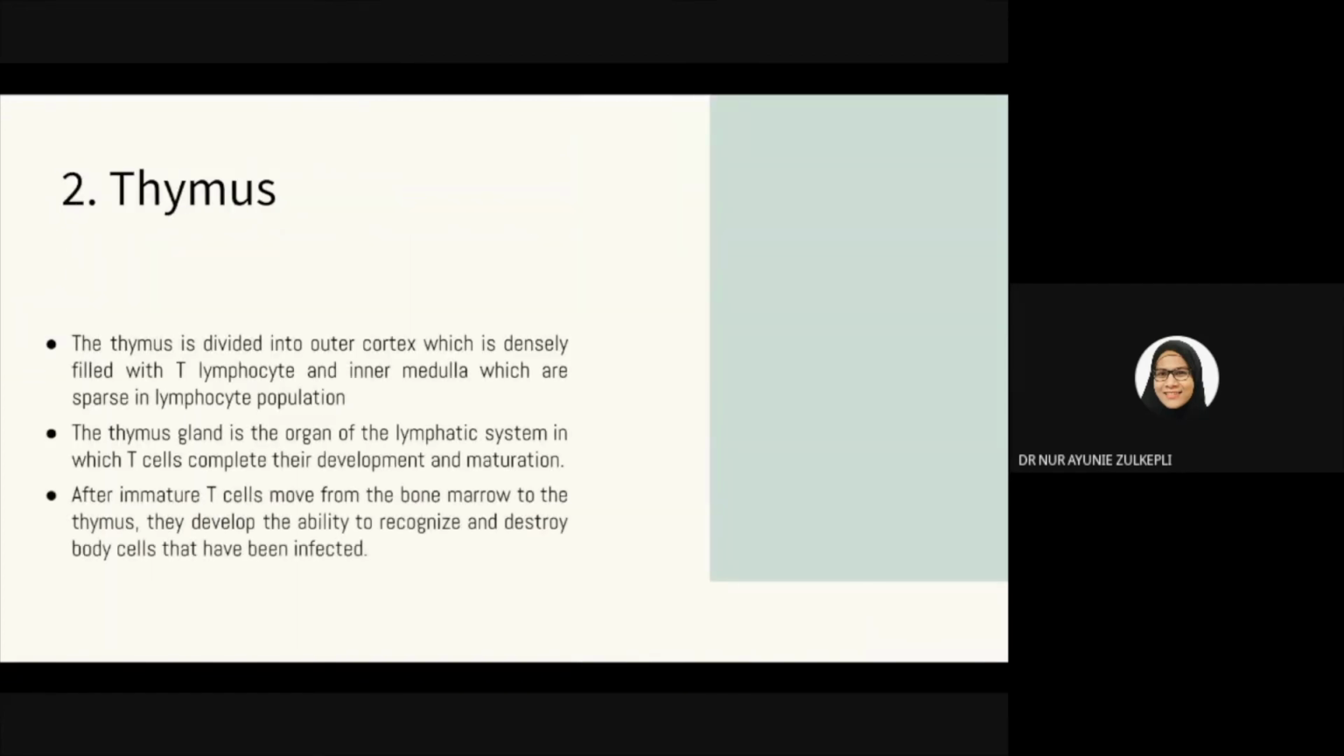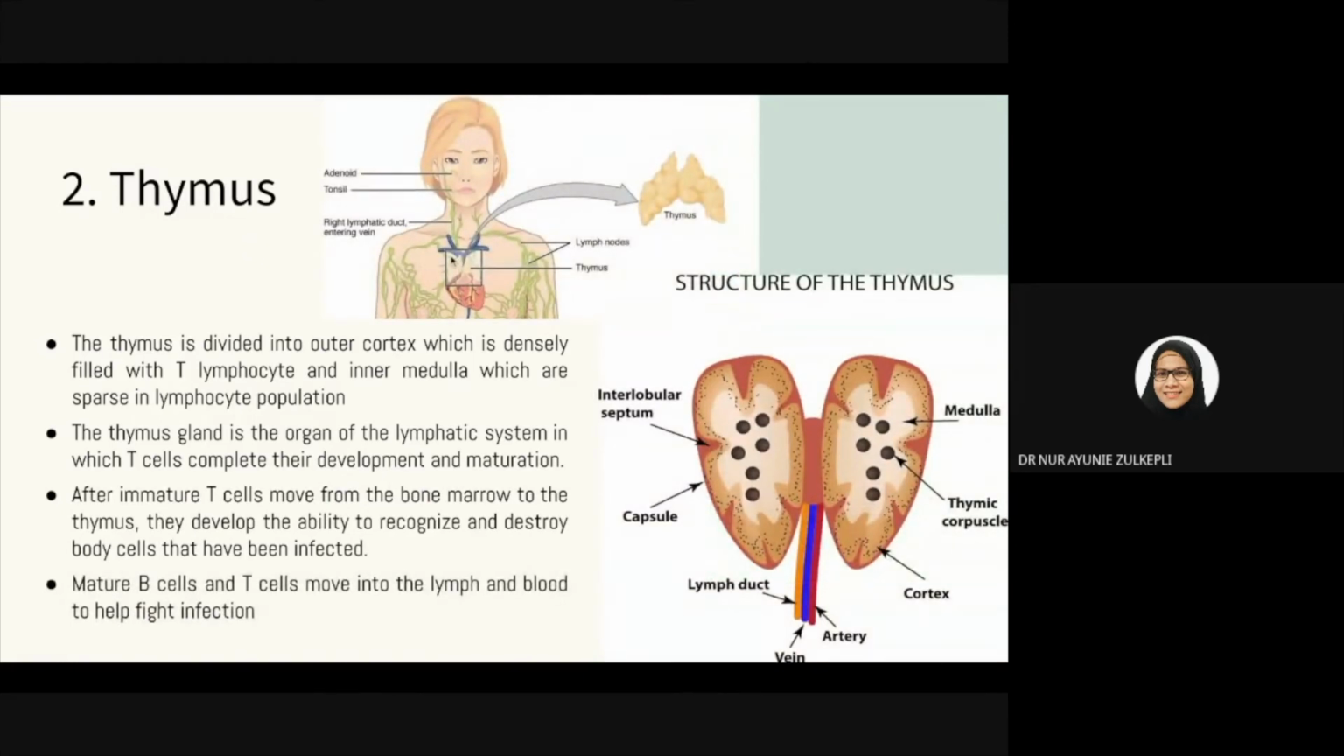What is the thymus? Okay, so this is our thymus here, located here in this illustration. It is very clear. Okay, so this is the thymus or thymus gland. It is divided into the outer cortex, here, the outer cortex, as you can see in the cross section of the thymus here. Okay, and the cortex is usually filled with the T lymphocytes, and there is some medulla inside, the area inside, which is sparse in lymphocyte population, but the T lymphocytes are usually located at the cortex.